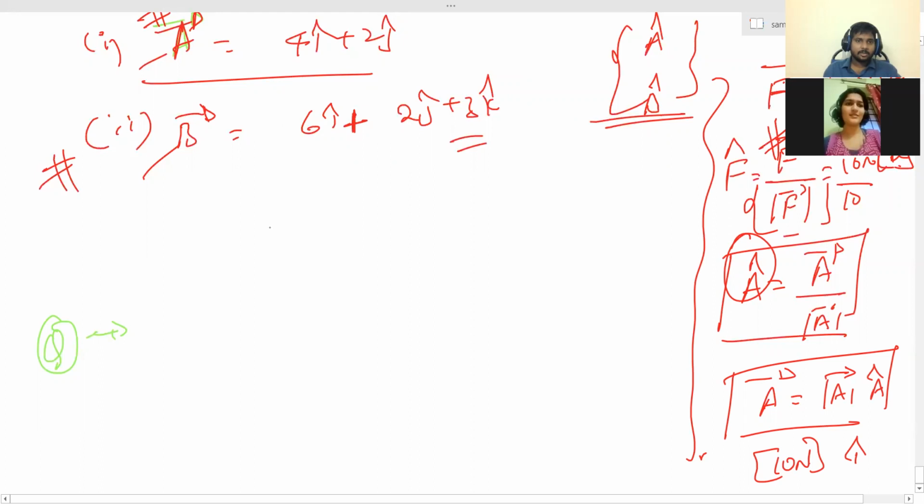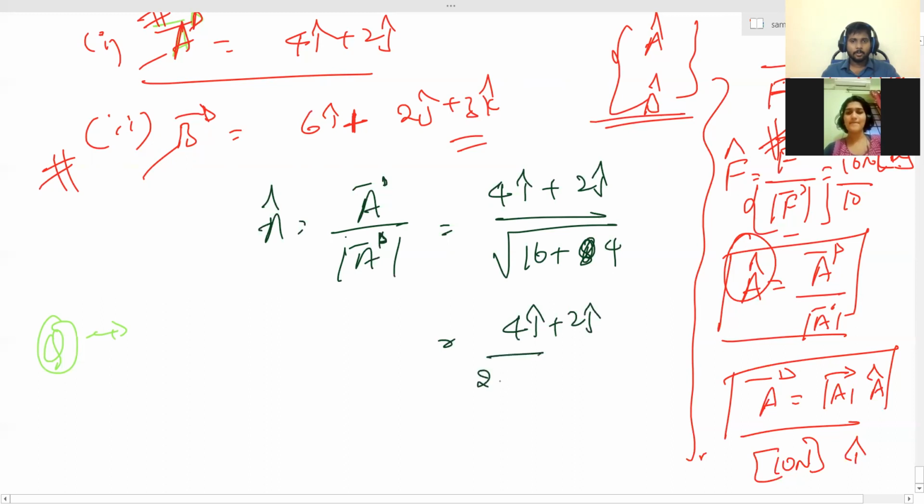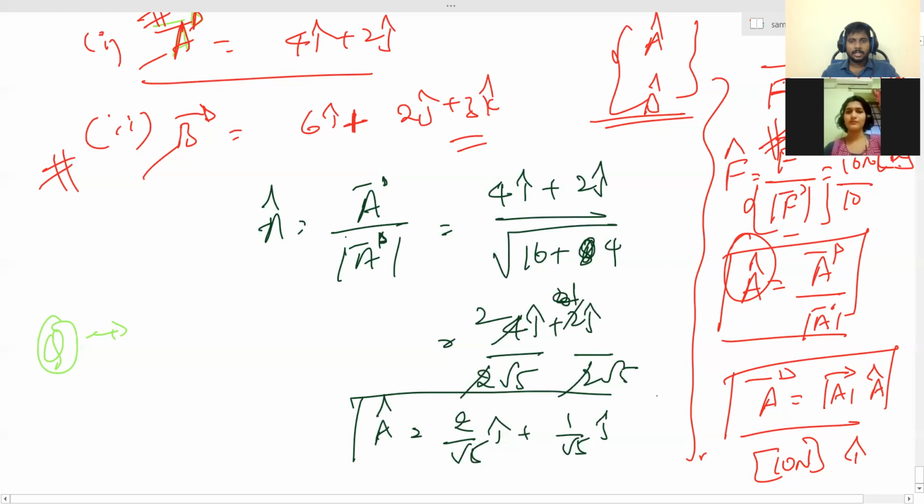So if you wrote it, now A cap is how much here? A vector by its own magnitude, right? A vector is 4 i cap plus 2 j cap. Its own magnitude is how much? Root over 4 square plus 2 square, 20. Root 20 means 5 fours, that means 2 root 5. 4 i cap plus 2 j cap divided by 2 root 5. This 2 goes in 4, 2 times. This 2 goes in 2, 1 time. That means the answer is 2 by root 5 i cap plus 1 by root 5 j cap. This is the unit vector along the direction of A vector.